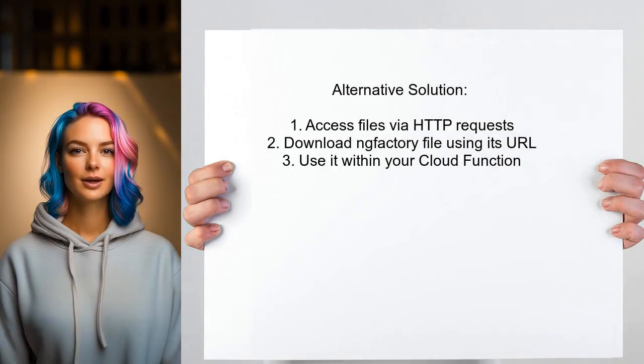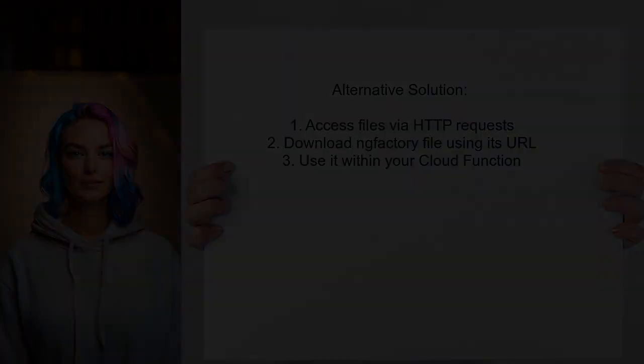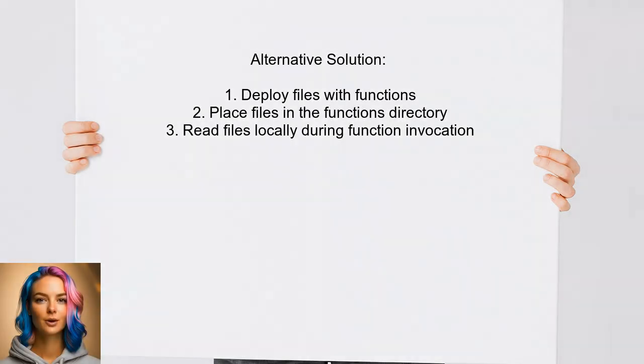One alternative solution is that Cloud Functions can access any file available through an HTTP request. If your ngfactory file has a URL, you can download it and use it in your function. Additionally, you can deploy files alongside your functions by placing them in the functions directory. This allows you to read those files locally during the function's execution.